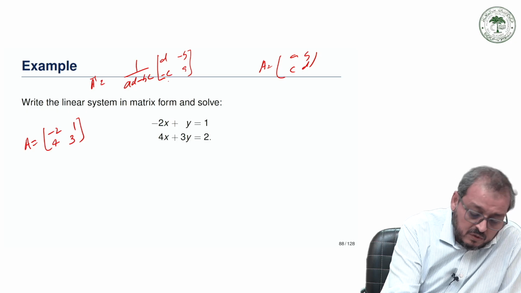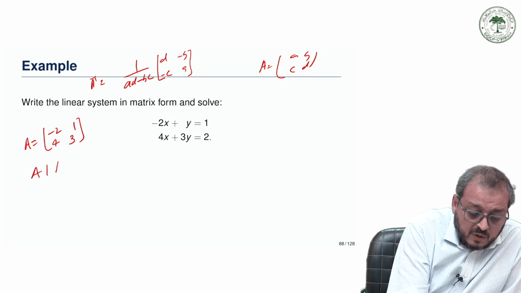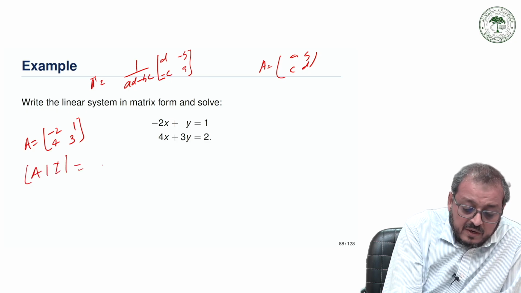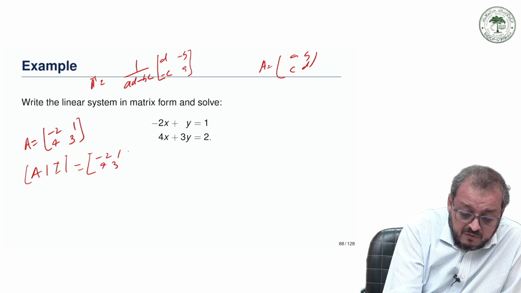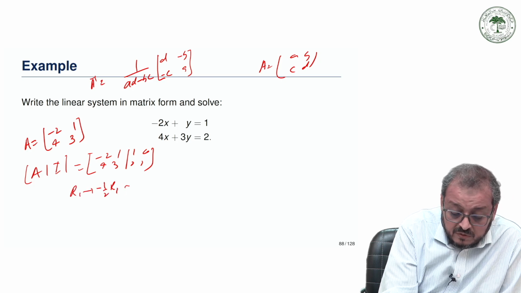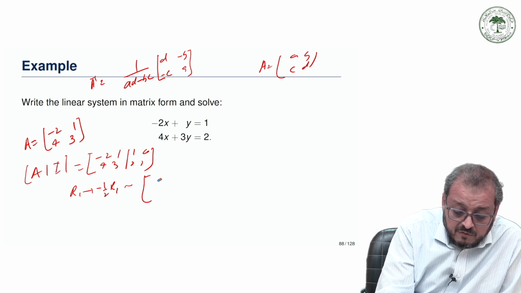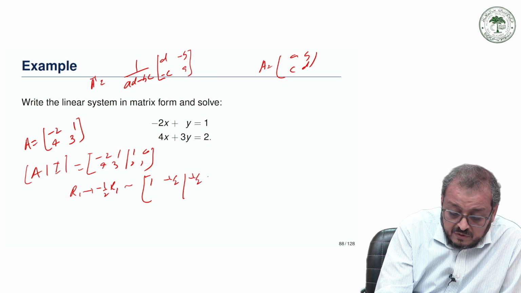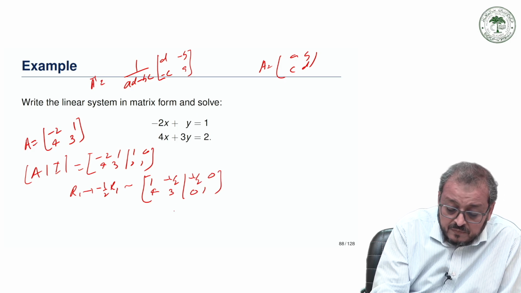Okay, let us try our method, A with the identity matrix. So we write minus 2, 1 and 4, 3 alongside 1, 0, 0, 1. Then R1 is replaced by minus 1 by 2 R1. This gives 1, minus half, and then minus half, 0, and then you have 4 and 3, and 0 and 1.